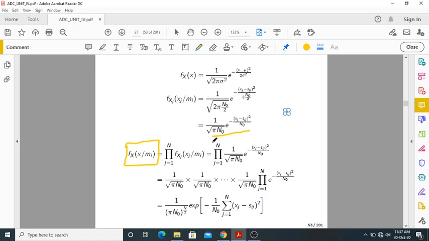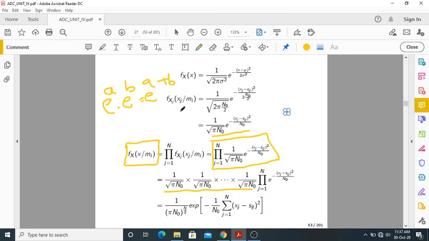Now, how do we find this product? Here this is a constant. You are multiplying this how many times? N times. 1 by root pi n naught into 1 by root pi n naught, so on, 1 by root pi n naught. This is n times. Now, you already know that if I say e power a into e power b, it's nothing but e power a plus b. Isn't it? You know this simple mathematical formula.